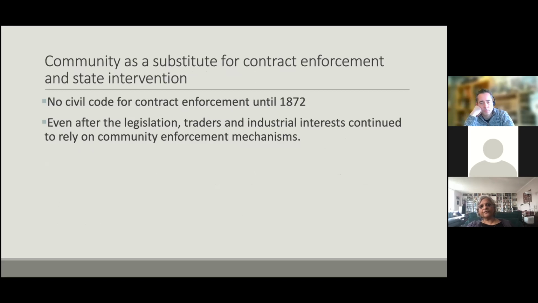In terms of contract enforcement, the institutions were very weak in India at this time. There was no civil code for contract enforcement until 1872. Even after legislation was introduced, traders and industrial interests relied on the community enforcement mechanisms. So formal legal institutions were less important in setting up this industry. So anybody who wanted to become an investor in a cotton textile industry turned to the community for raising more capital.